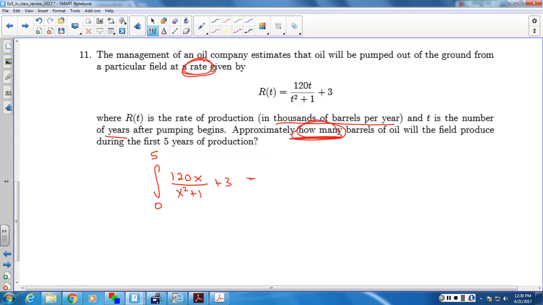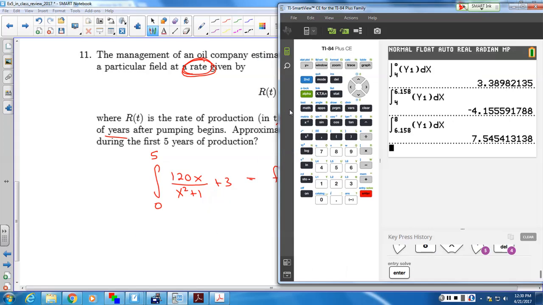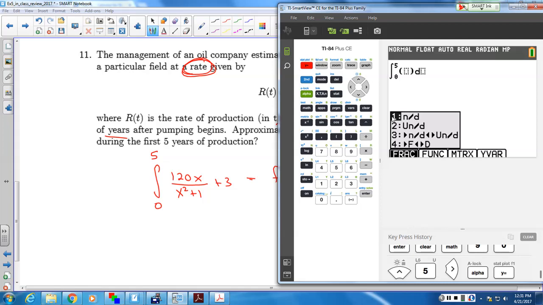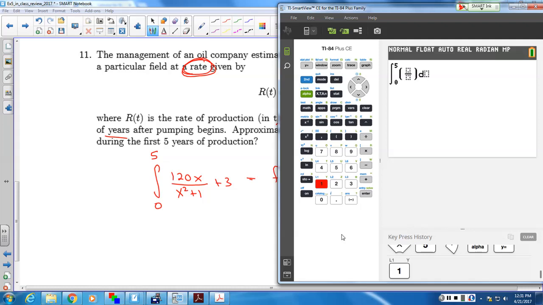And I can just use my function integrate on my calculator. I'll show the new operating system one for this one. So I'm going to go math number 9. From 0 to 5. If you have a fraction here, you could just do alpha y equals. Choice number 1 is numerator over denominator, and it will automatically make this happen. Alright, so in the numerator I'm going to have 120x, and denominator I have x squared plus 1, and I'm integrating with respect to x.